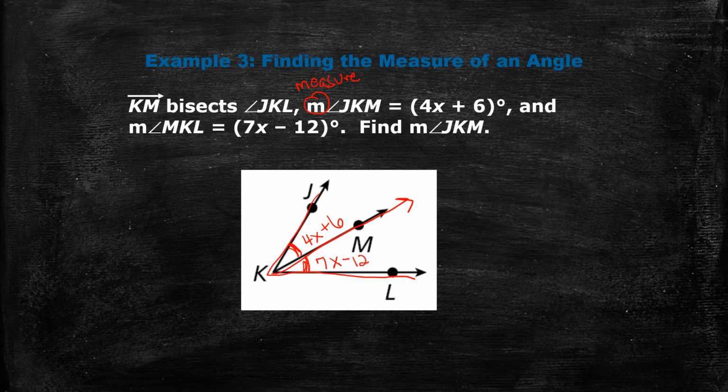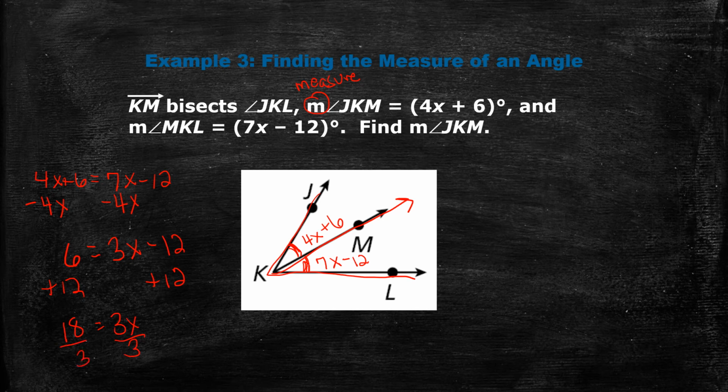Now we just said that these two angles were equal to one another, so we can set them equal. We can say 4x plus 6 equals 7x minus 12. And then we can use our skills to solve multi-step equations to solve for our missing value of x. So we can subtract 4x from both sides. So we get 6 is equal to 3x minus 12. We can add 12 to both sides. So we get 18 is equal to 3x. We can divide by 3. So we find that x has a value of 6.